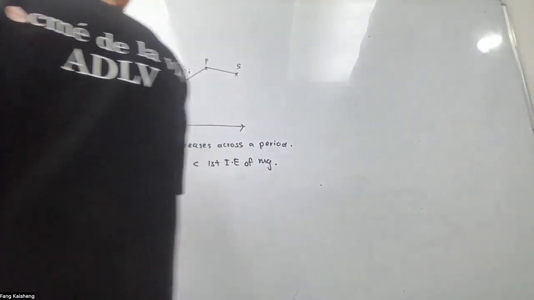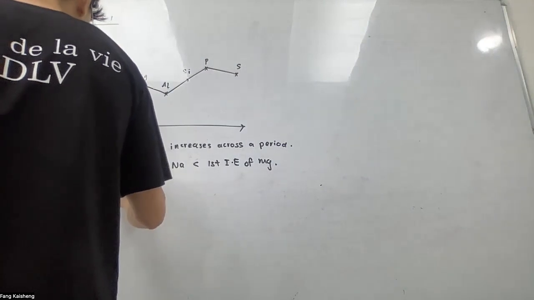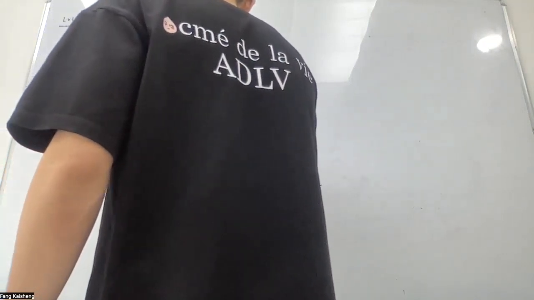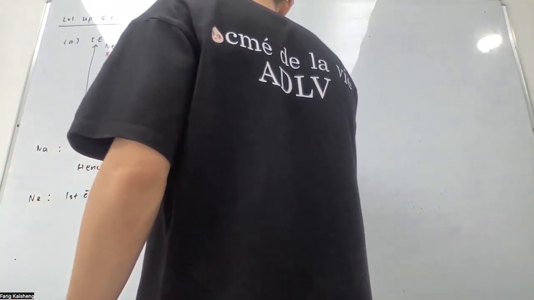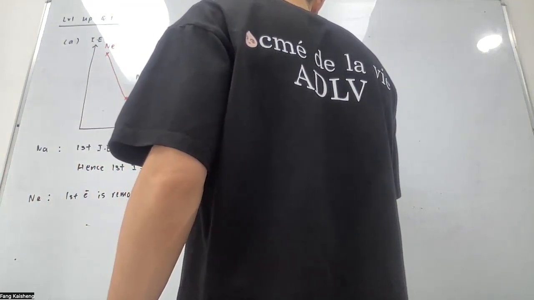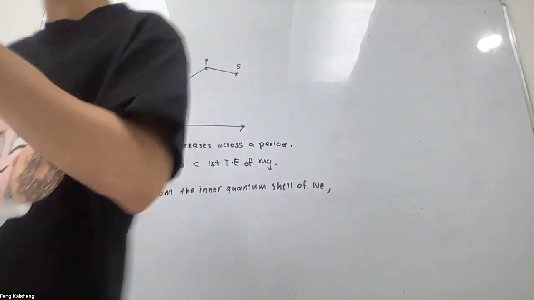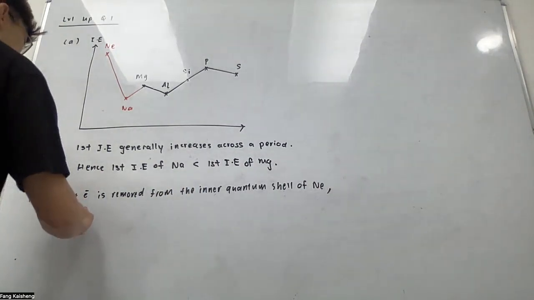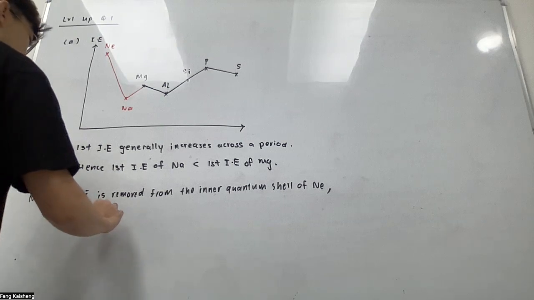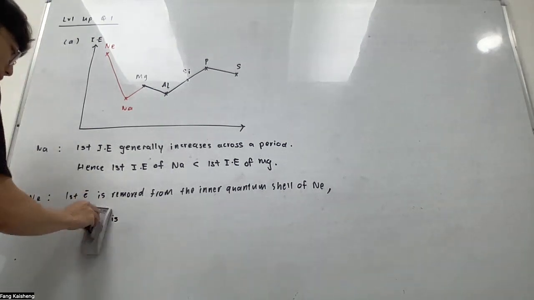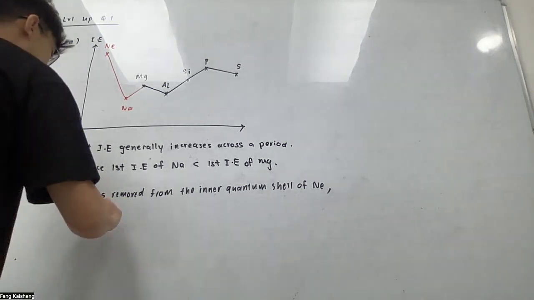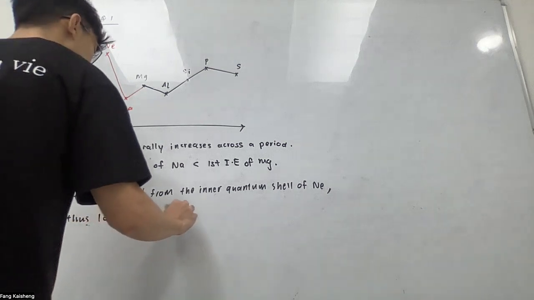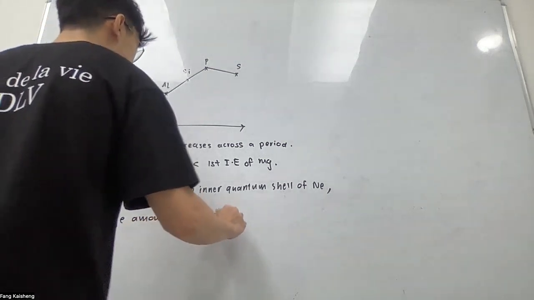As I've already mentioned, the first electron is removed from the inner quantum shell of neon. That's what makes it special. So you tell me what makes it special. It's removed from an inner quantum shell, thus, large amounts of energy is required to remove the electron.